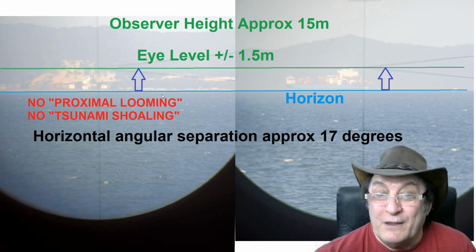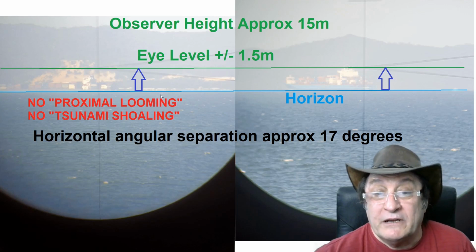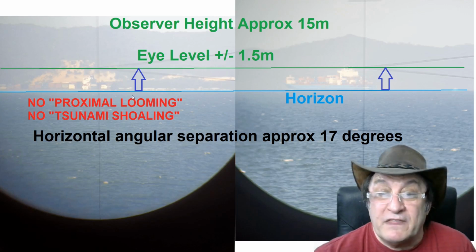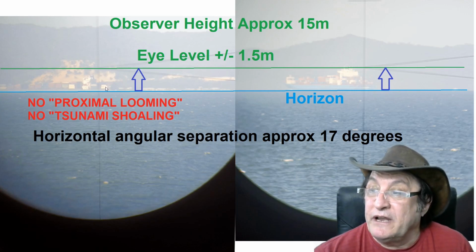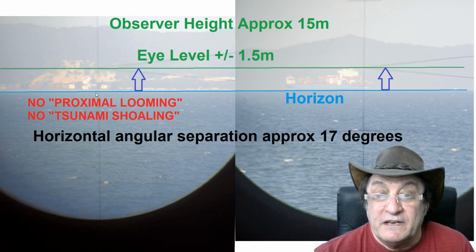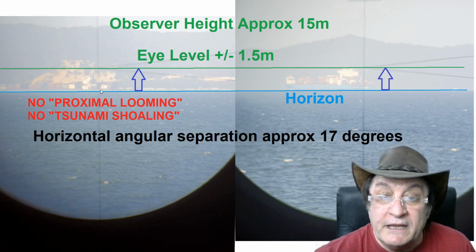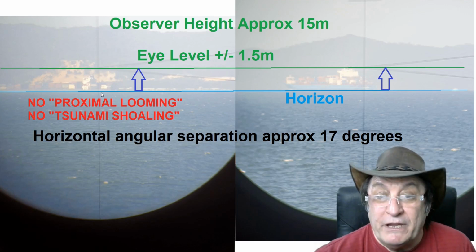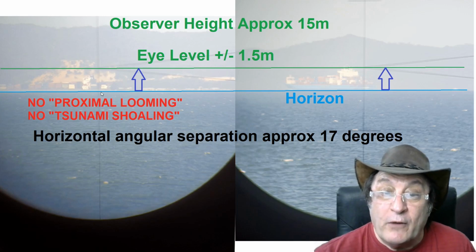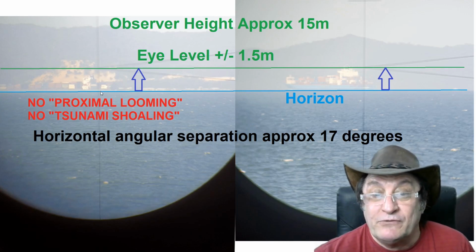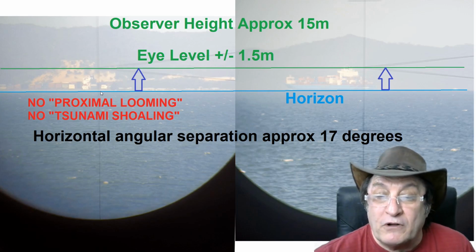Now, if there was such a thing as proximal looming, and we know that's a load of bollocks, but if there was such a thing as proximal looming, the horizon should appear higher in the image to the left. The ship is further down in the water, or you could say the water is further up in the ship. So if you want to use proximal looming as an excuse for the ship appearing lower in the water, then that would mean that the water would have to rise. Or I would say appear to rise.